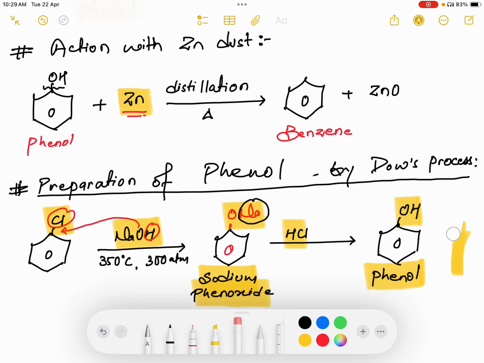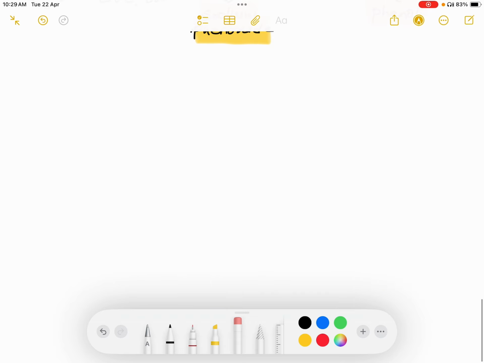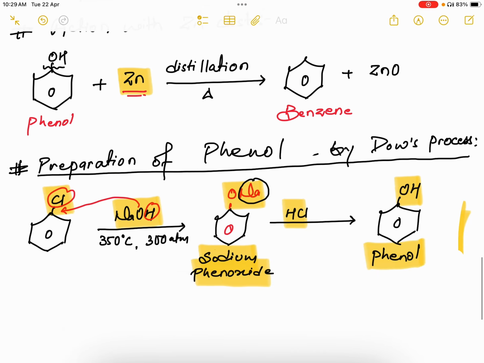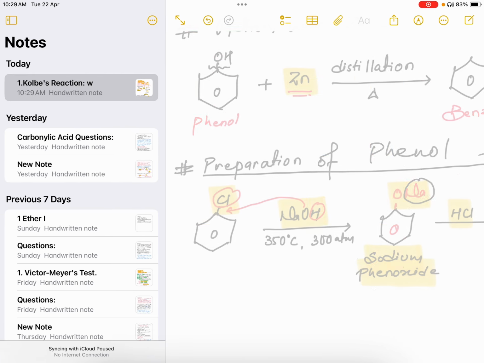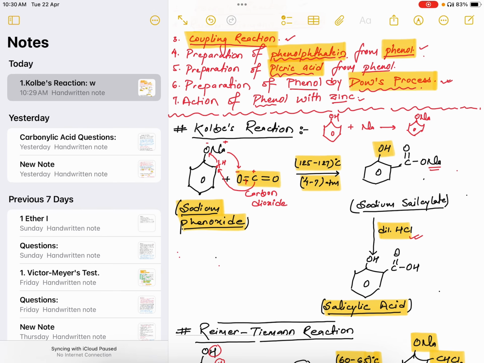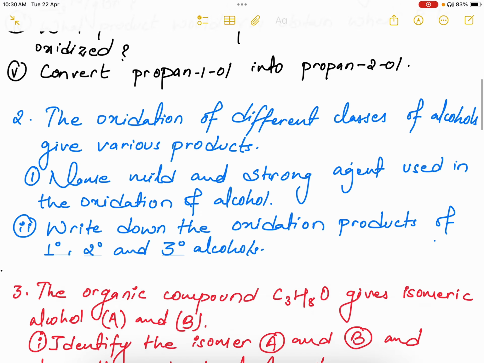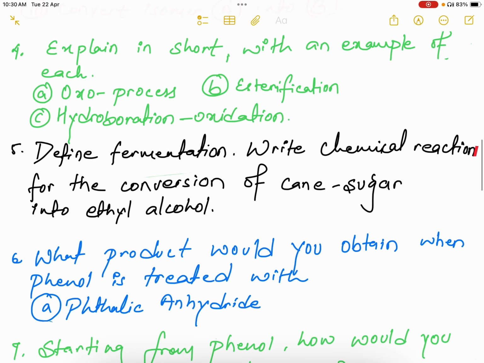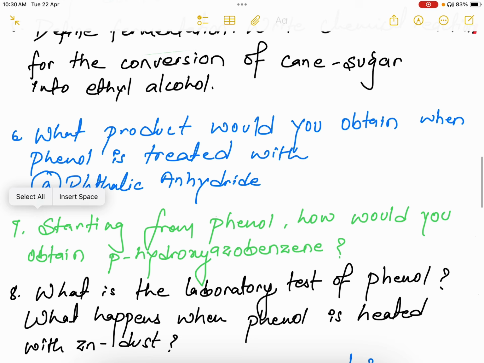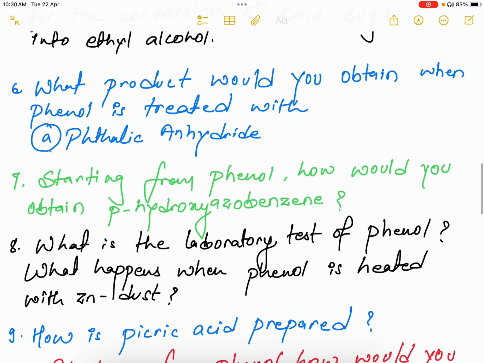Okay, now we have over here some important reaction questions. So here we have a question. What product would you obtain when phenol is treated with phthalic anhydride? So I think you can do that. Phenol with phthalic anhydride gives you phenolphthalein. I have already done the question.